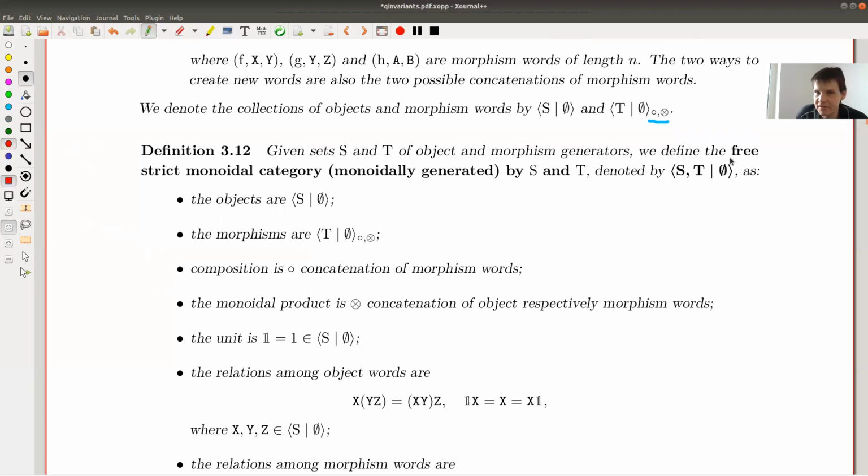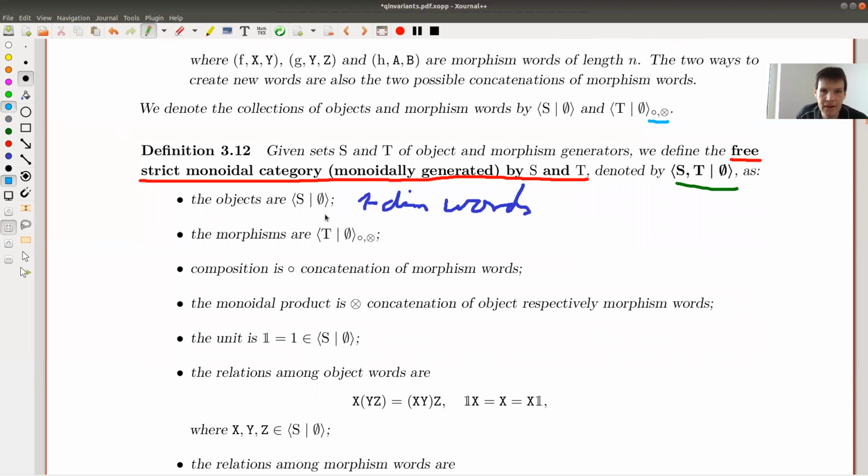And then you just define exactly what you think you would define, the free monoidal category, monoidally generated by S and T, and I would denote it by ST and, well, MT, because MT will be some relation set at one point. And the objects are exactly the words in S. The morphisms are the two-dimensional words, so one-dim words. Two-dim words. Oh, I can't write.